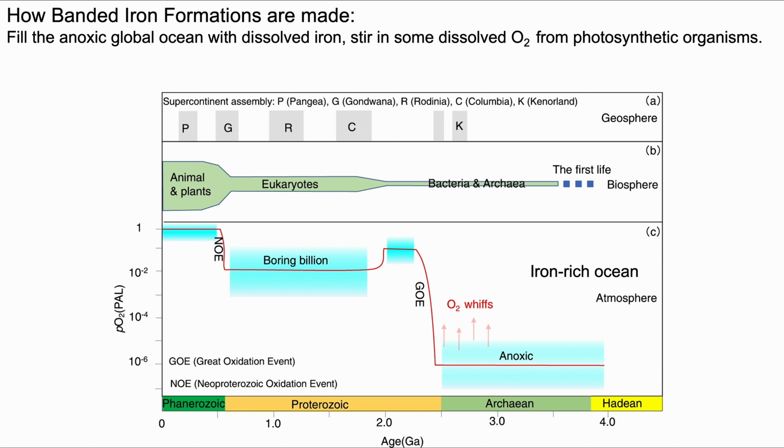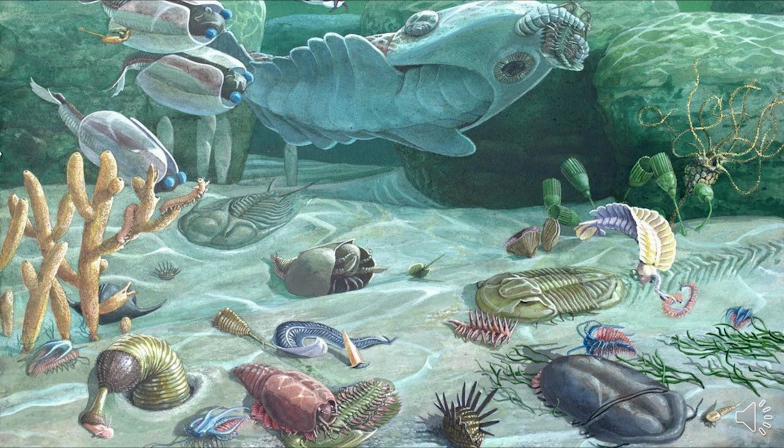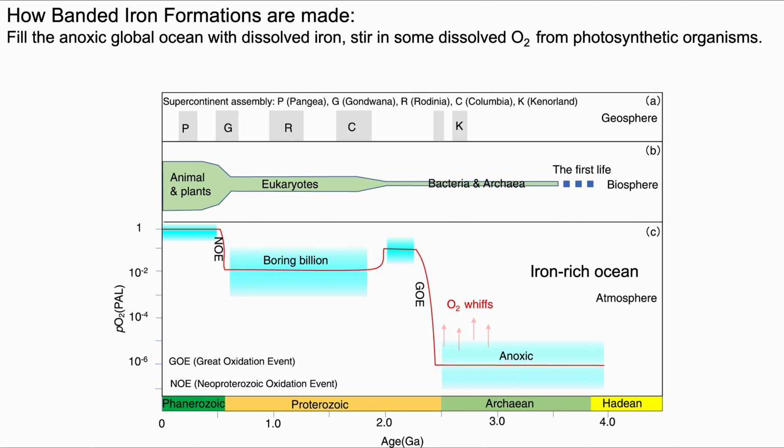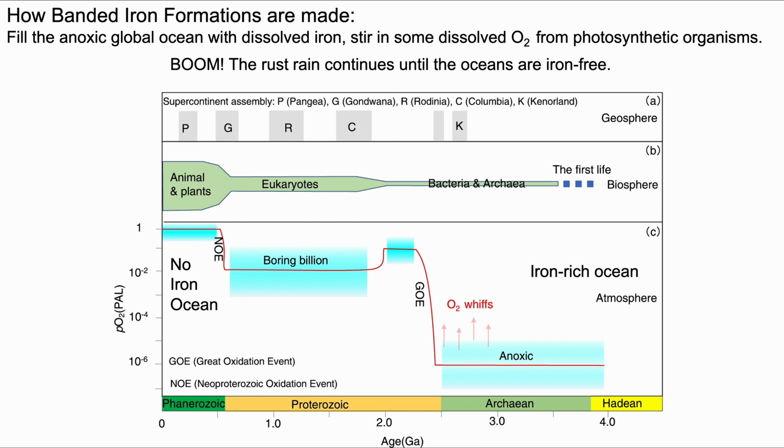And this is the last big burst of oxygen formation. And the result is, this is when large plants and animals, things you can see with the naked eye, things you could hold in your hand and say, that's a plant or that's an animal, they come about because of this last big burst of oxygen that persists until this day. The rust reign continues until the oceans are iron-free.